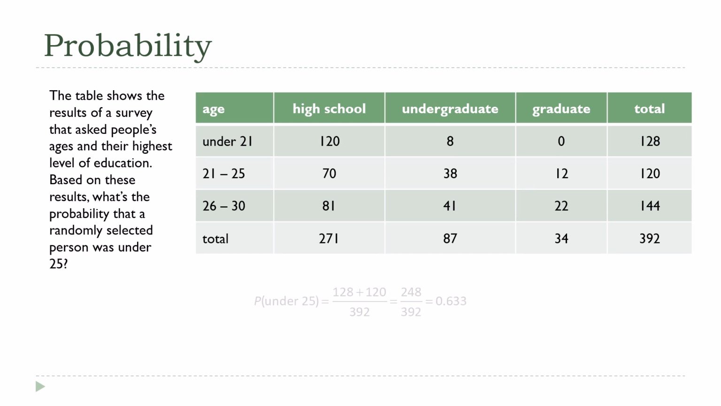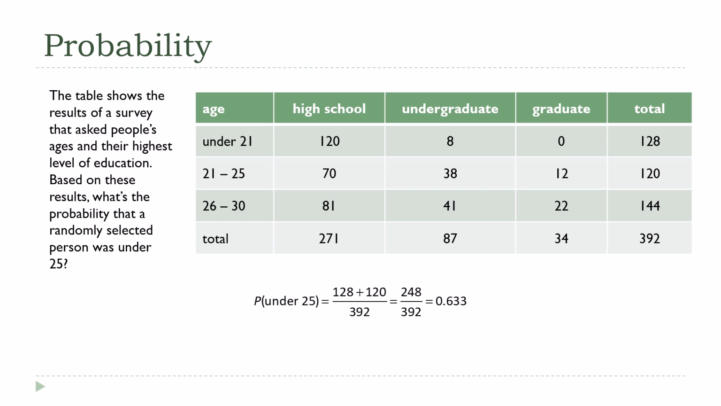So based on that, I can get my formula out. The number of people under 25, remember that's the size of the event. So that's my numerator. It's 128 plus 120. And the denominator is the total size of our sample, 392. So that gives me a probability of 0.633.